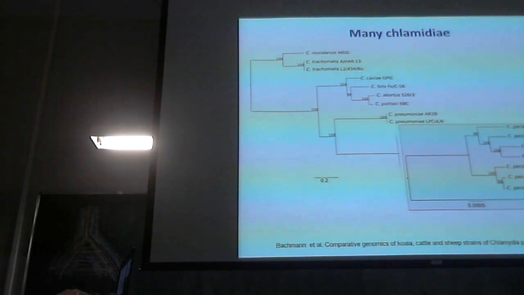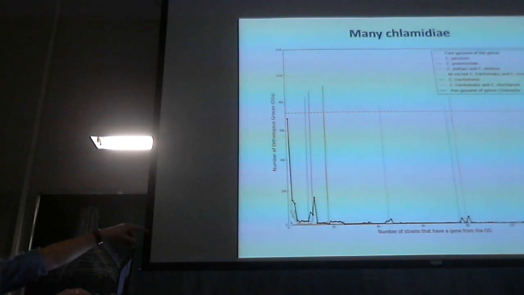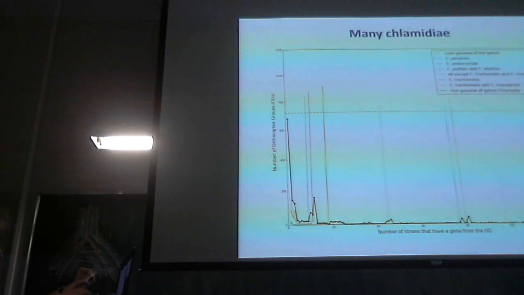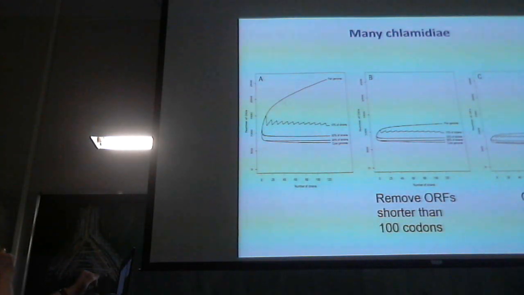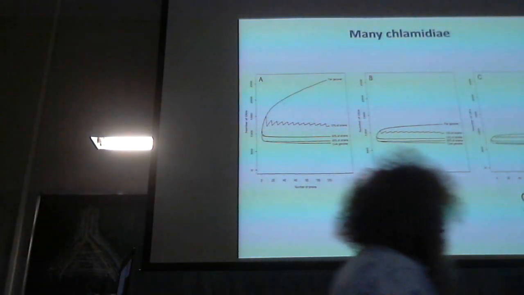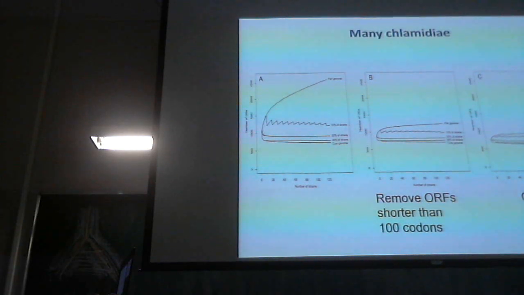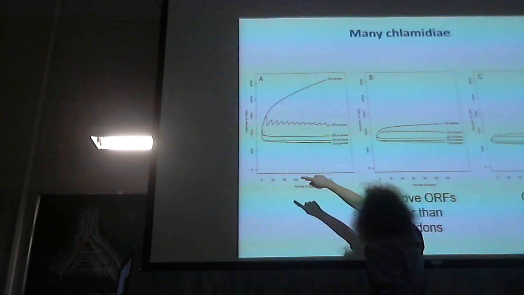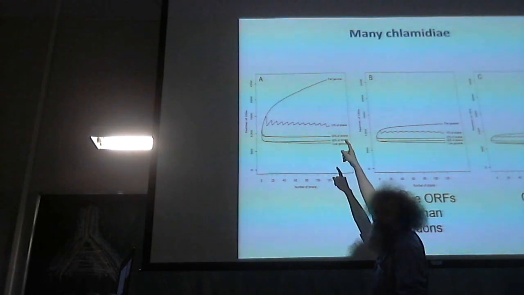Same plot. Well, we can do the same for chlamydia species. Again, we see these peaks corresponding to different divisions in the evolutionary tree of chlamydia species. Again, we have the same type of plots. Now, what's interesting here is that, again, the same type of plot. More than 100 genomes now. The pan genome is still rising.